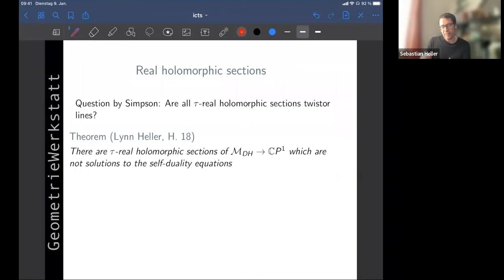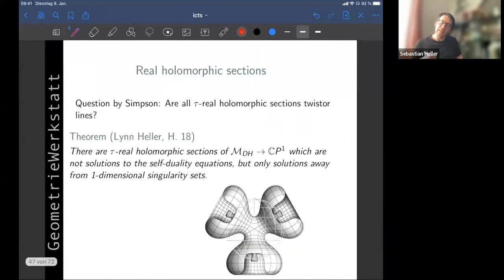They satisfy reality conditions. They are holomorphic sections, but they are not global solutions, only solutions of the self-duality equations away from one-dimensional singularity sets. Similar to the case of the metric of constant negative curvature, we have one-dimensional singularity sets where the solution tends to infinity, and this is also what the picture is showing here.